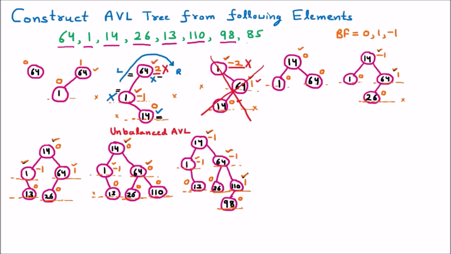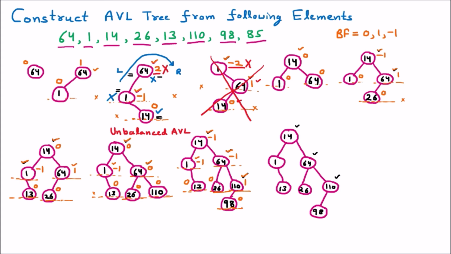And the next node is 85. This is the last node of this sequence. So this one is the existing tree and here we want to insert the node 85. 85 is greater than 14, greater than 64, less than 110 and also less than 98. So 85 will come on the left hand side of 98. So here the node will be inserted on the left of 98.